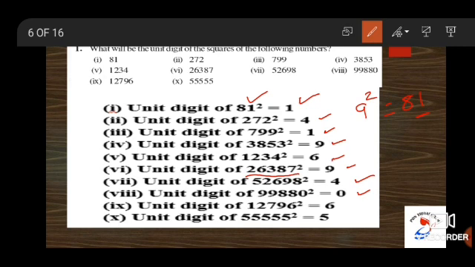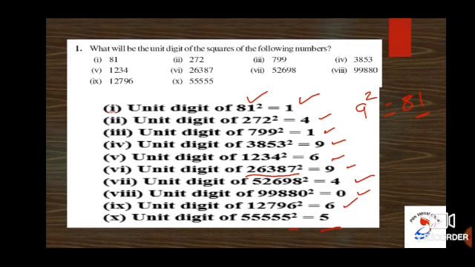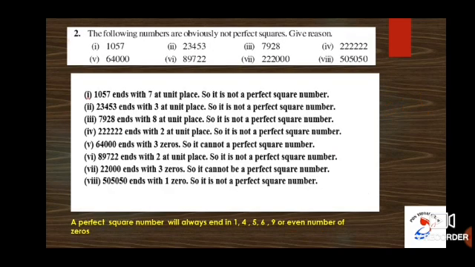Next, ninth one, 12796 square. So that is 6 square, that is 36. So the answer is 6. Next sum, it is 55555. So it is ending with 5. So 5 square is 25. So the answer is 5. The number here is ending with 5, so the unit digit of the square also will end with 5. This completes problem number 1. Let's move on to the next problem.